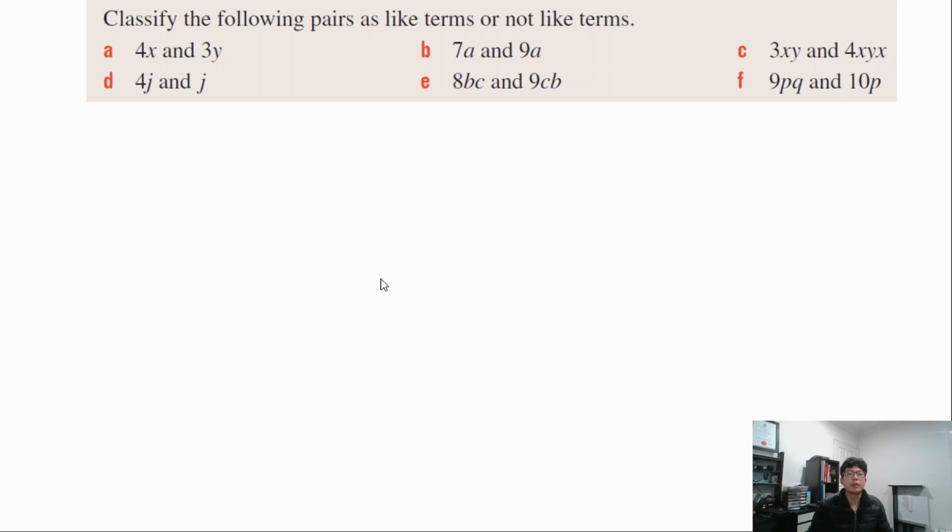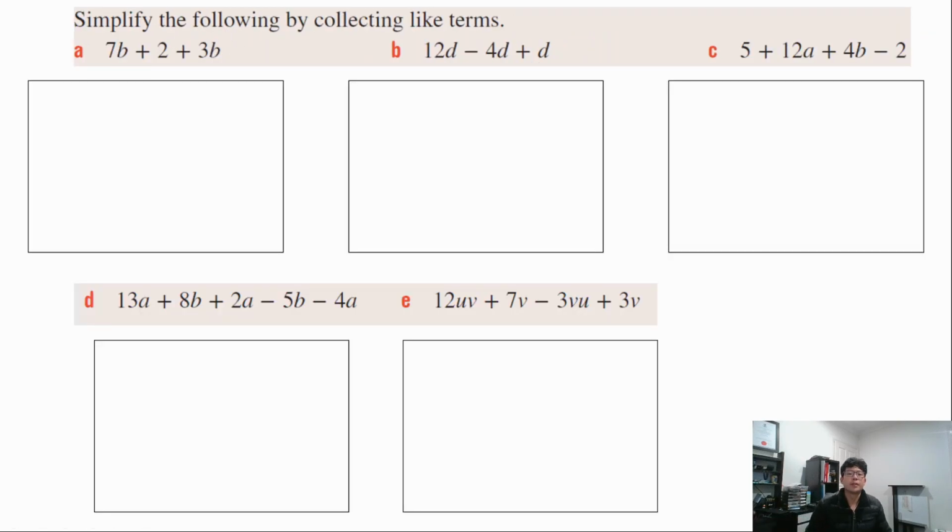Alright, so let's quickly go through these ones. 4x and 3y, they are not like because they have different letters or pronumerals. 7a and 9a, they are like. 3xy and 4xyx, once again, this is not like because there are two x's on this side whilst there's only one here. 4j and j, this is like. 8bc and 9cb, this is like as well. And 9pq and 10p, this is also not like. Give yourself a tick for each one you got correct, and just ask your teacher if you are confused at any point. Alright, now moving on to the next set of questions.